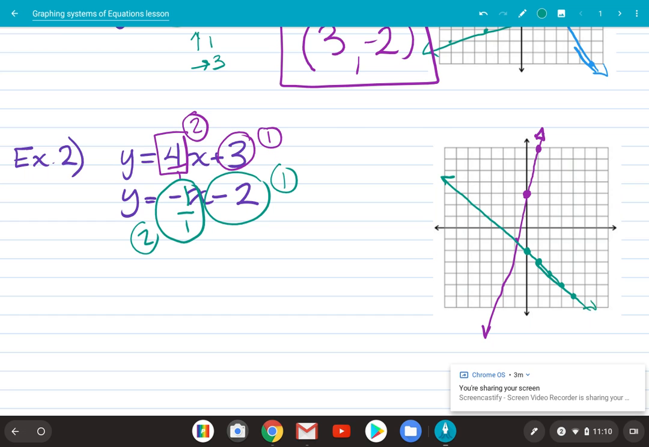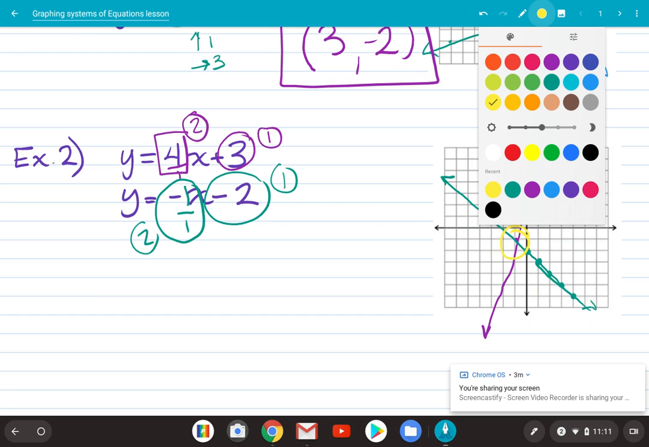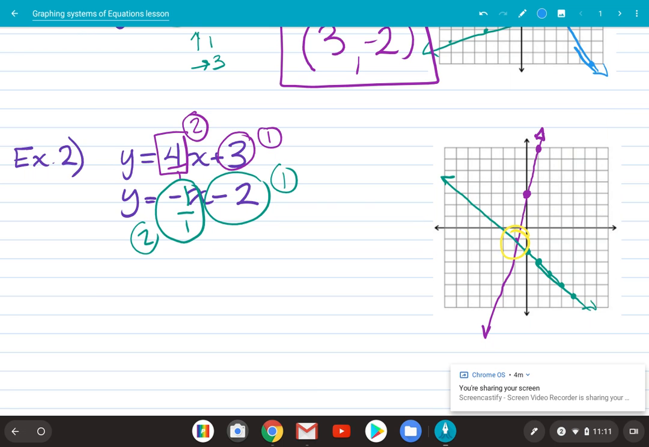And again, we see that it meets at that point, okay? And that point is going to be -1, -1. Okay, so again, start at the y-intercept, which is the last number without the x, then use the slope to get to your next point.